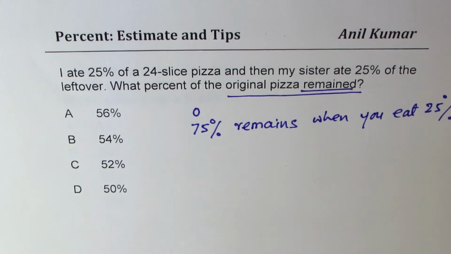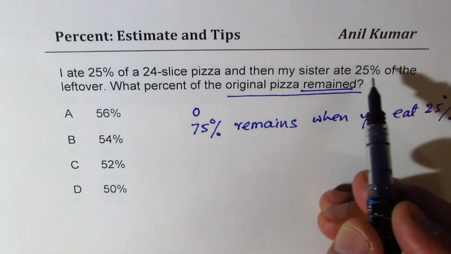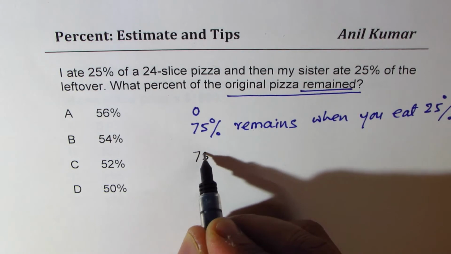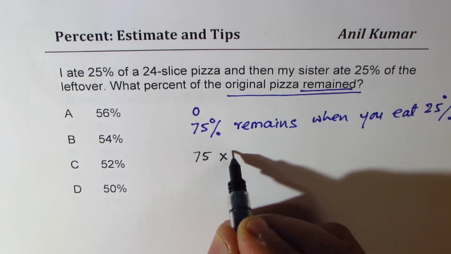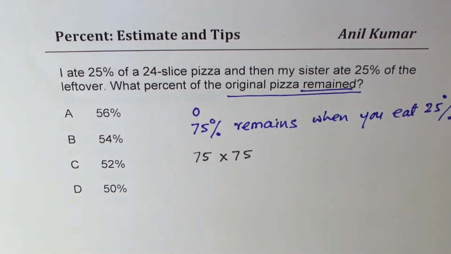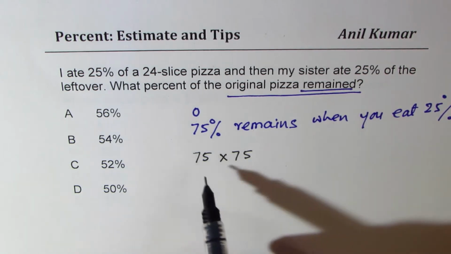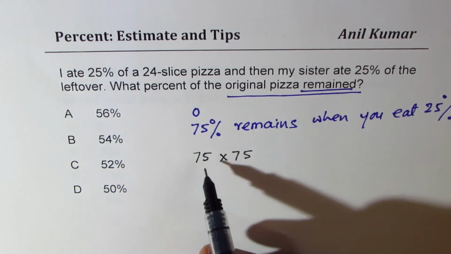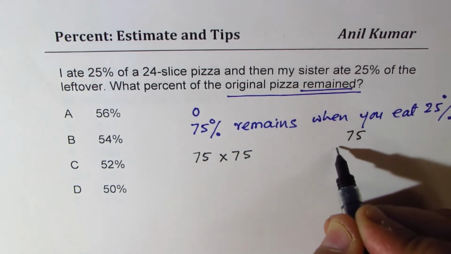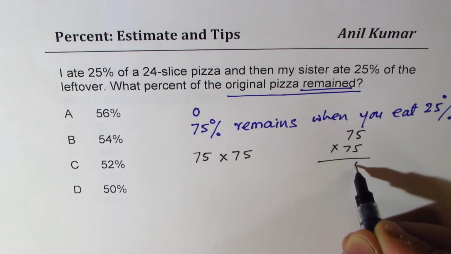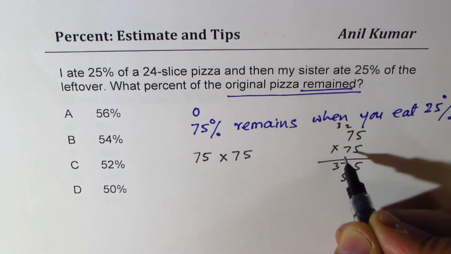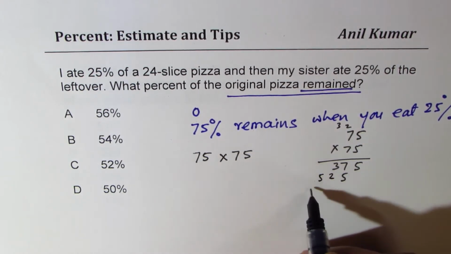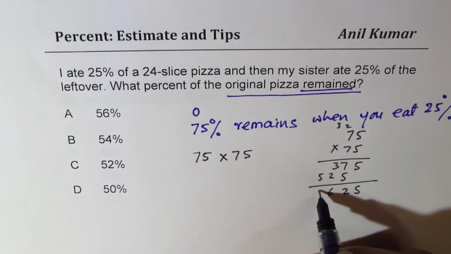So we are talking about what percent of pizza remained. When I ate 25%, 75% remained, and then from the leftover my sister ate again 25%. So again what was left was 75% of that. Do you get an idea, right? So that is the first part. We just need to multiply these to get our answer. So 75 times 75: 5 times 5 is 25, 2 carry, 37. 7 times 5 is 35, 3. 49 plus 3 is 52. So when you add them, you get this.